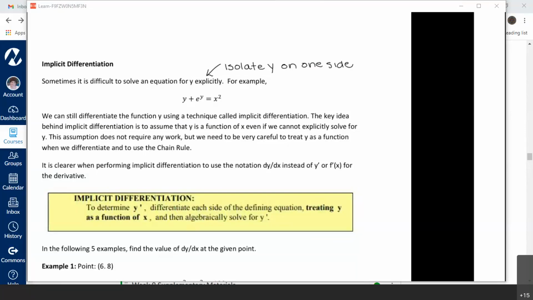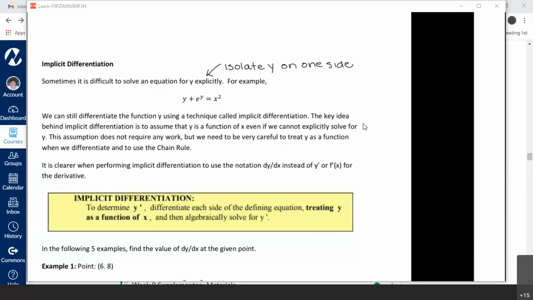You've all seen equations like that throughout algebra where it's y equals x squared minus x. That's called an explicitly solved equation. Well, not every equation's easy to get in that form, but sometimes we can still differentiate a function like that. We can find its instantaneous rate of change basically by this process called implicit differentiation.